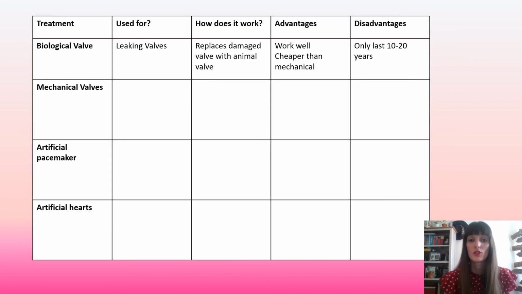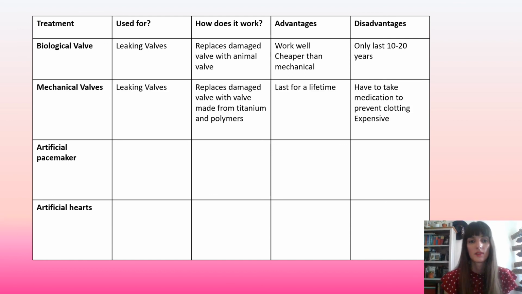Biological valves are used for leaking valves, and they replace our damaged valves with an animal valve. So they work well and they're quite cheap, but they only last 10 to 20 years. Mechanical valves, also used for leaking valves. They replace a damaged valve with a valve made from titanium and other polymers. They last for a lifetime, hopefully, because 20 to 30 years is a pretty long time. But the person has to take medication to prevent clotting, which means it can be expensive.